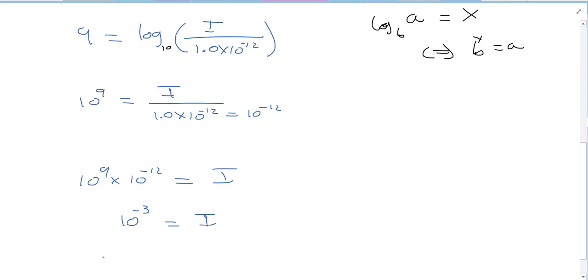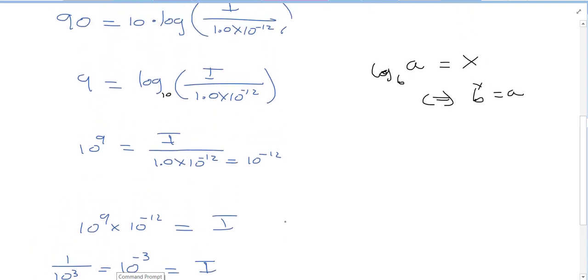So what is that? 0.001, right? This is 1 over 10 cubed, which is 1 over 1000, which is 0.001. And so that will be the intensity here. And so that's how you find it.